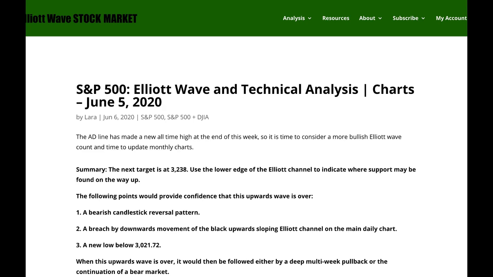For the short term, both ideas will expect the same movement, and we'll get to that difference when we get to weekly charts. For the short term, I am still expecting more upward movement to the target at 3238, and then I am expecting to see a downward movement. In order to indicate that the upward movement is over, I will still be looking at the same things. I will still be looking for a bearish candlestick reversal pattern and a breach of the upward sloping trend channel by downward movement. I'm going to do this differently.